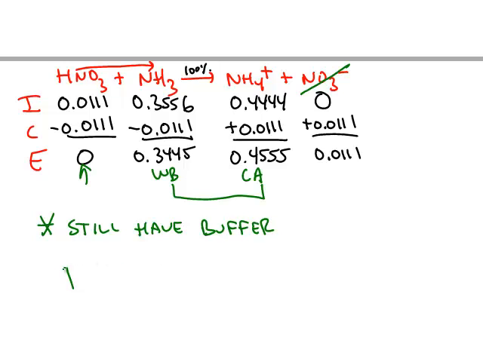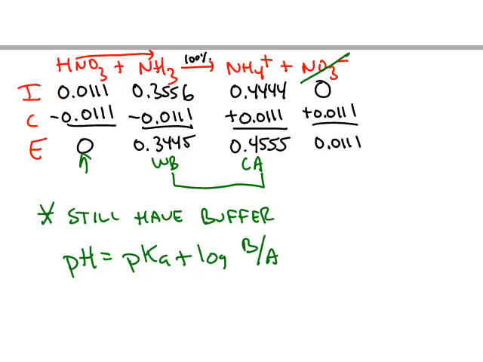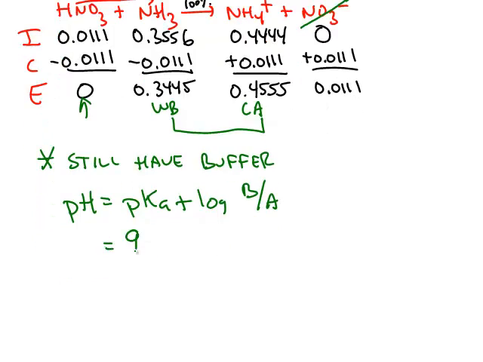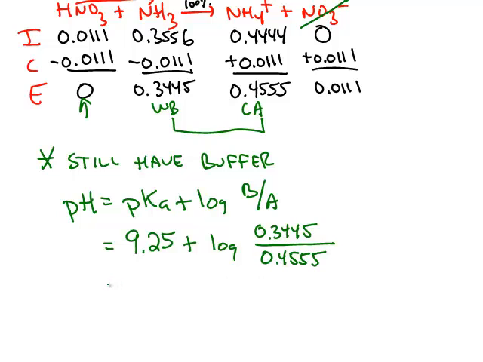And when you recognize you have a buffer, you can use the Henderson-Hasselbalch formula to calculate the pH. We had the pKa already, the negative log of the ammonium cation's Ka value. That was 9.25. And then the ratio of base over acid. The base is 0.3445 and the acid was 0.4555. So the pH works out to be 9.13.